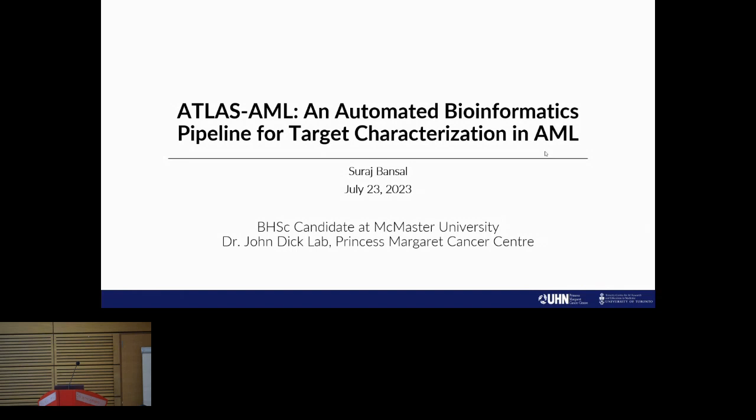And so today I'm going to be presenting ATLAS-AML, which is an automated bioinformatics pipeline I have developed for rapid characterization of genes and gene signatures in acute myeloid leukemia.